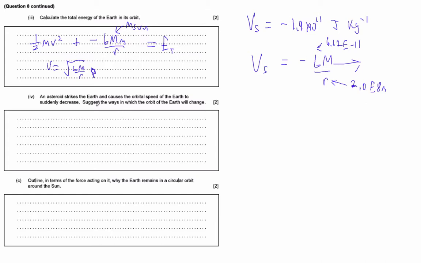I don't know. Okay, an asteroid strikes the Earth, causes the orbital speed to suddenly decrease. Suggest the ways in which the orbit of the Earth will change. Well, we know from doing our lab that if the sun is here and we're in this more or less circular orbit, if we suddenly decrease the speed, we'll fall to a lower orbit, and it will be slower at the point where it overlaps, but faster where it's closer to the sun.